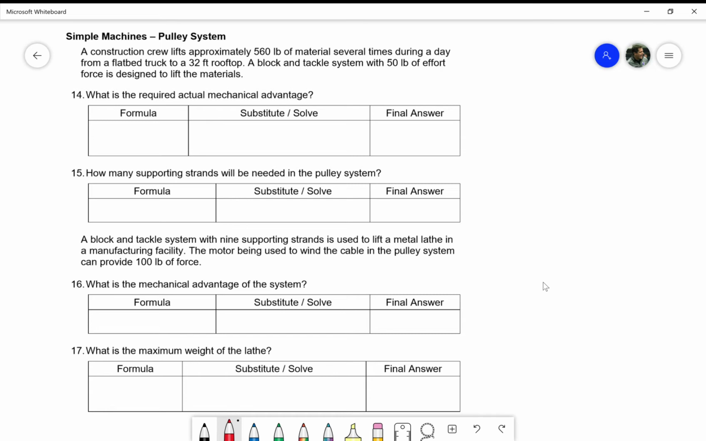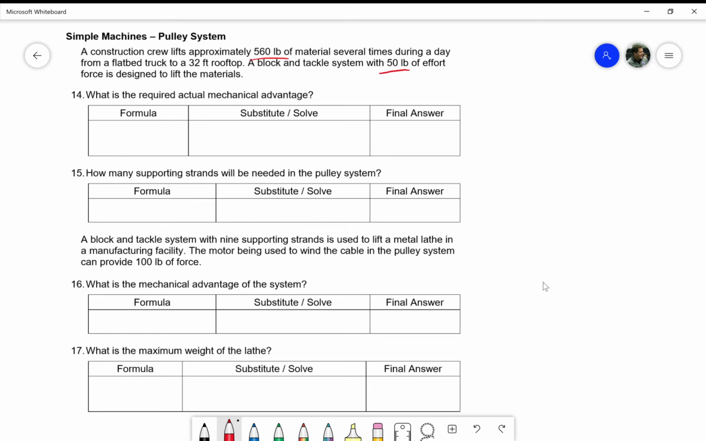We are given 560 pounds of material we have to lift, and we can lift with 50 pounds of effort. Okay, so that is our given resistance force and our effort force. The 32 feet rooftop might not be used. It could be used if we need to figure out how many feet of rope we need to pull, but we're not going to be asked that.